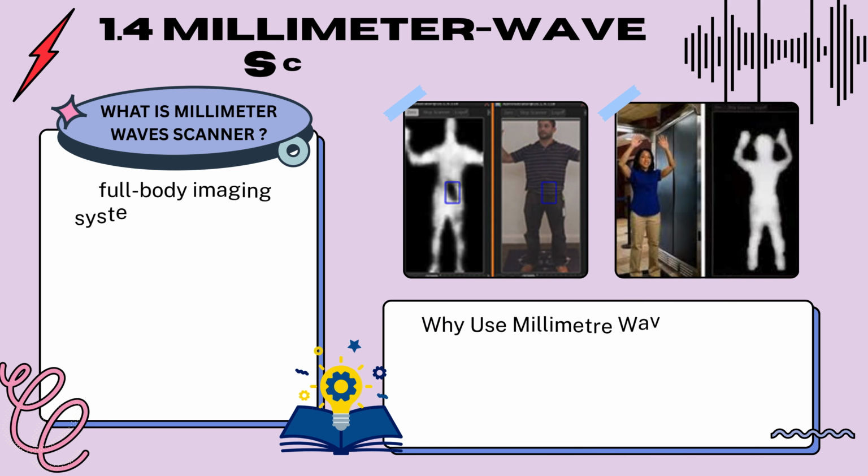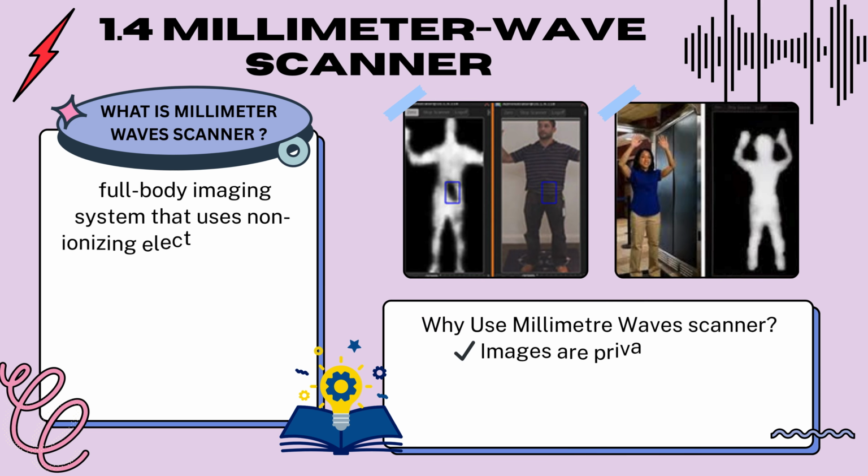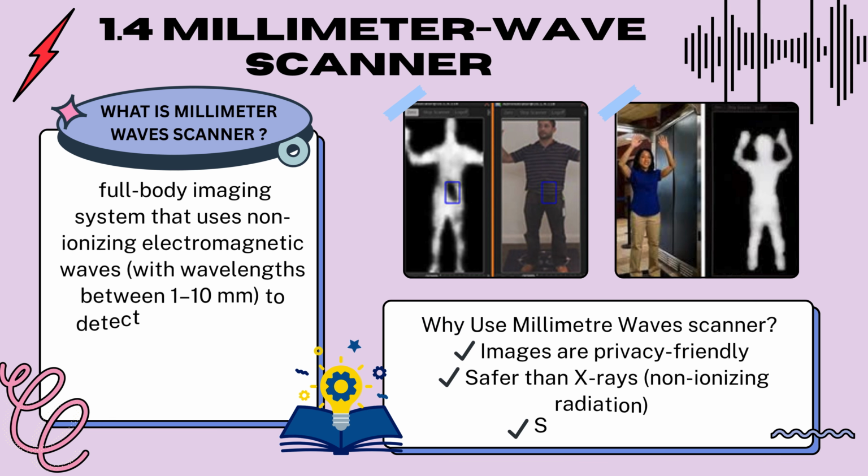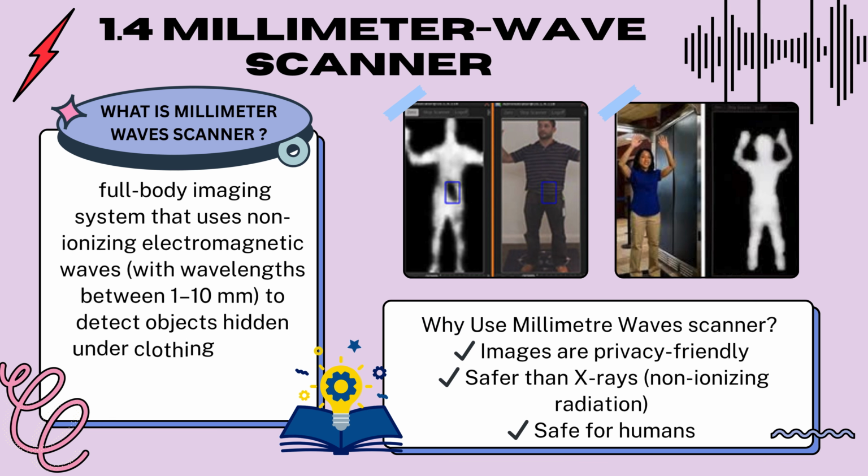Okay, so now let's talk about the millimeter wave scanner, the one you usually see at airport security. This scanner is a full body imaging system that uses non-ionizing electromagnetic waves. That means it's not harmful like X-ray. The waves used are quite long, between 1 to 10 mm of wavelength, and they can detect hidden objects under clothes, whether metal or non-metallic. But don't worry, it doesn't show your actual body.